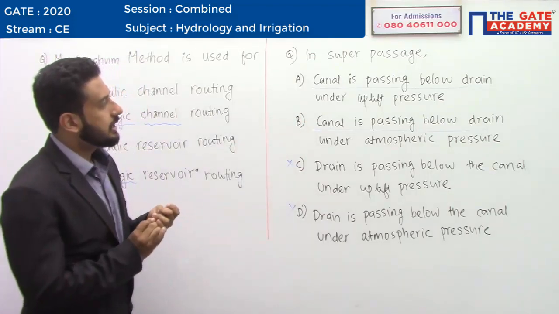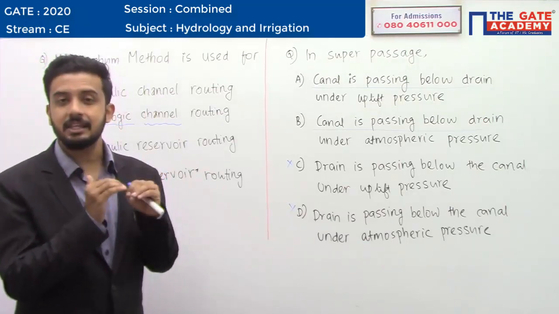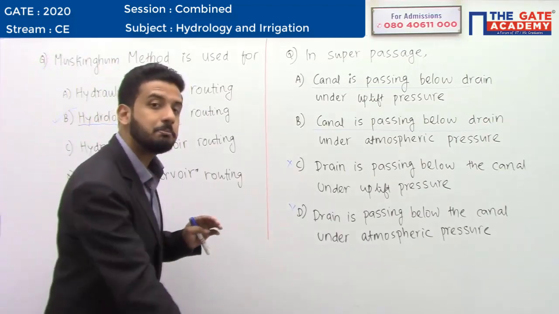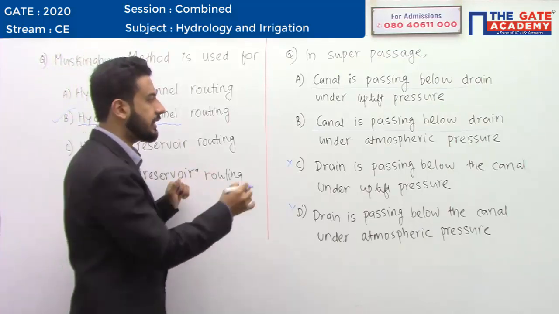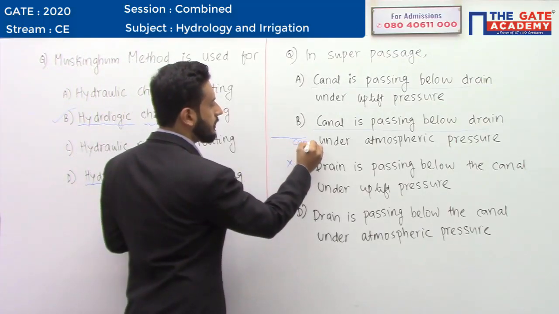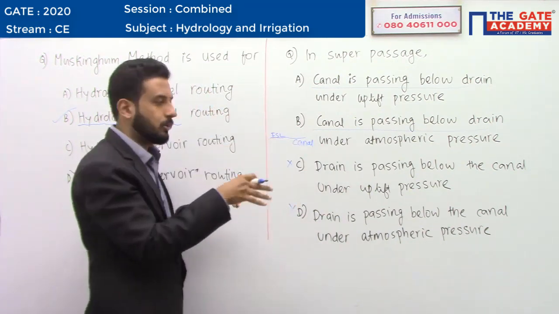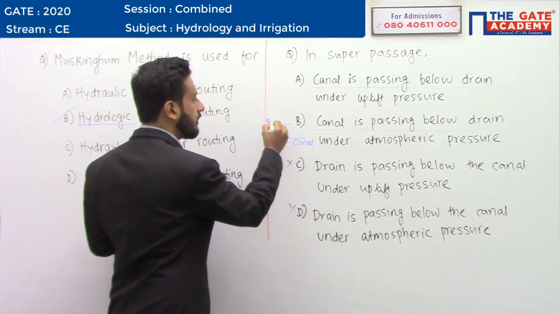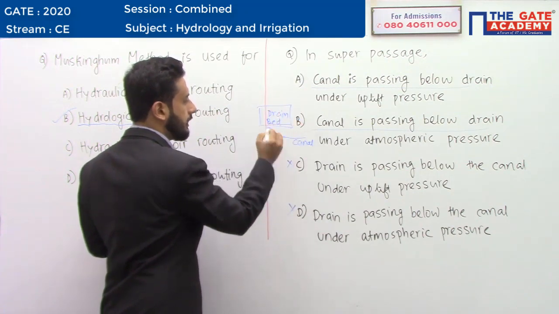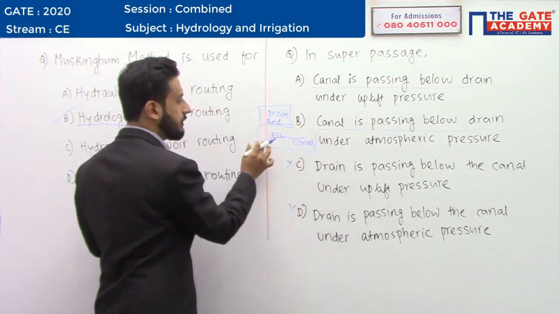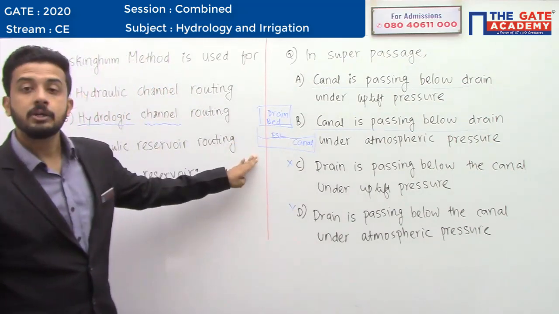If it is a super passage, then the canal flood level or full supply level of the canal will obviously be below the bed of your natural drain. Hope you have studied that. If this is your canal water, the full supply level of your canal water will be well below the bed of your natural drain. Your drain is above and your canal is below. So the full supply level of the canal is below the bed level of the drain. This is the condition for super passage.